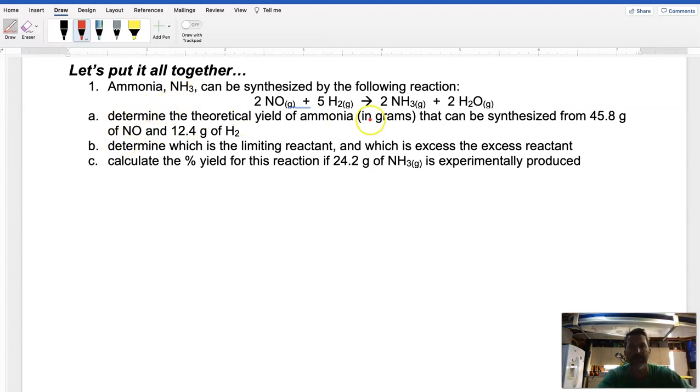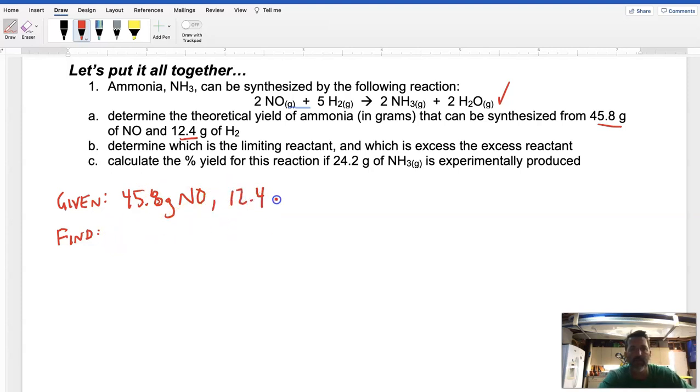Okay, so I already have a balanced equation. Step 1, check. Step 2, I need to indicate what is given and what I'm trying to find. So in this case, what is given is 2 numbers, right here and right here. So I'm given 45.8 grams of NO, and then I also am given 12.4 grams of hydrogen. Now, what do I want to find? Determine the theoretical yield of ammonia.